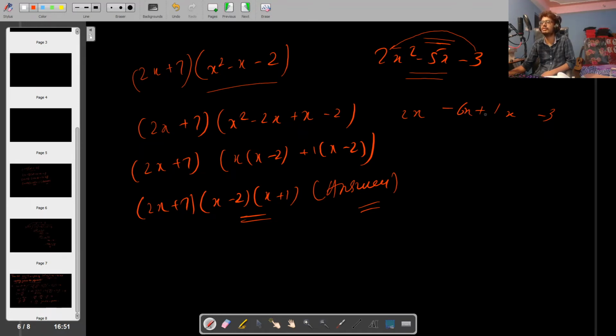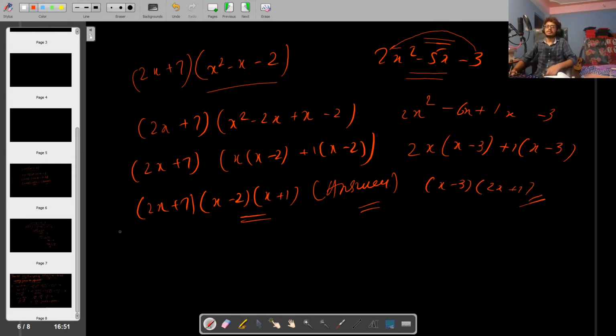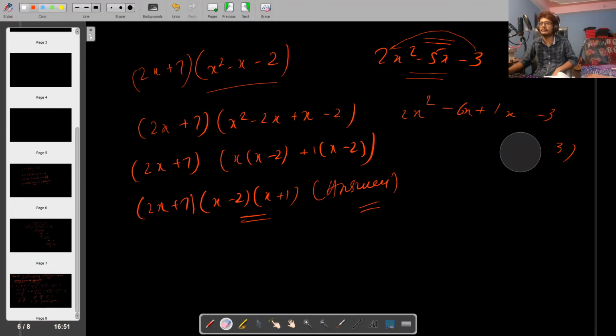You can do the middle term breaking. If you take 2x common from 2x square there will be x minus 3, and if you take 1 common, x minus 3. So middle term breaking is successful. x minus 3 is common, 2x plus 1 is left. In middle term breaking you have to consider the sign: whatever sign you get after adding and subtracting should be the final sign that you need in the answer.